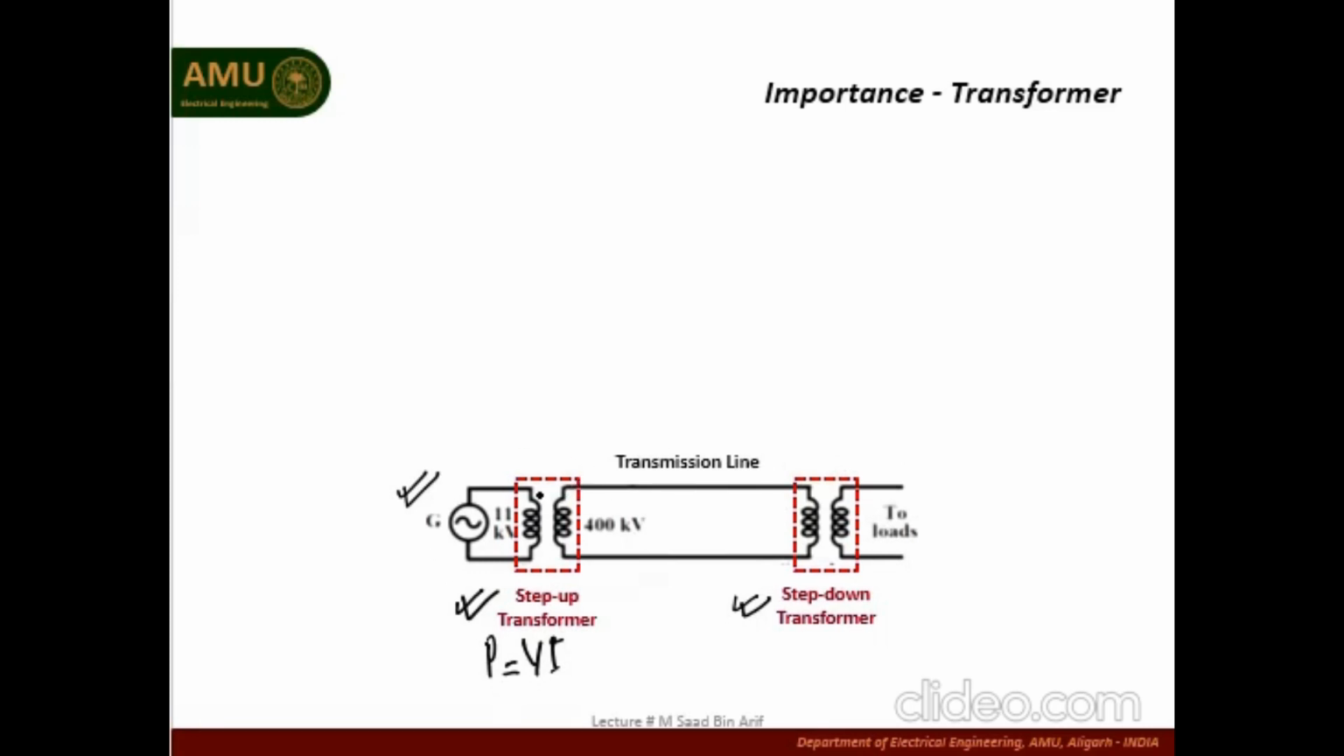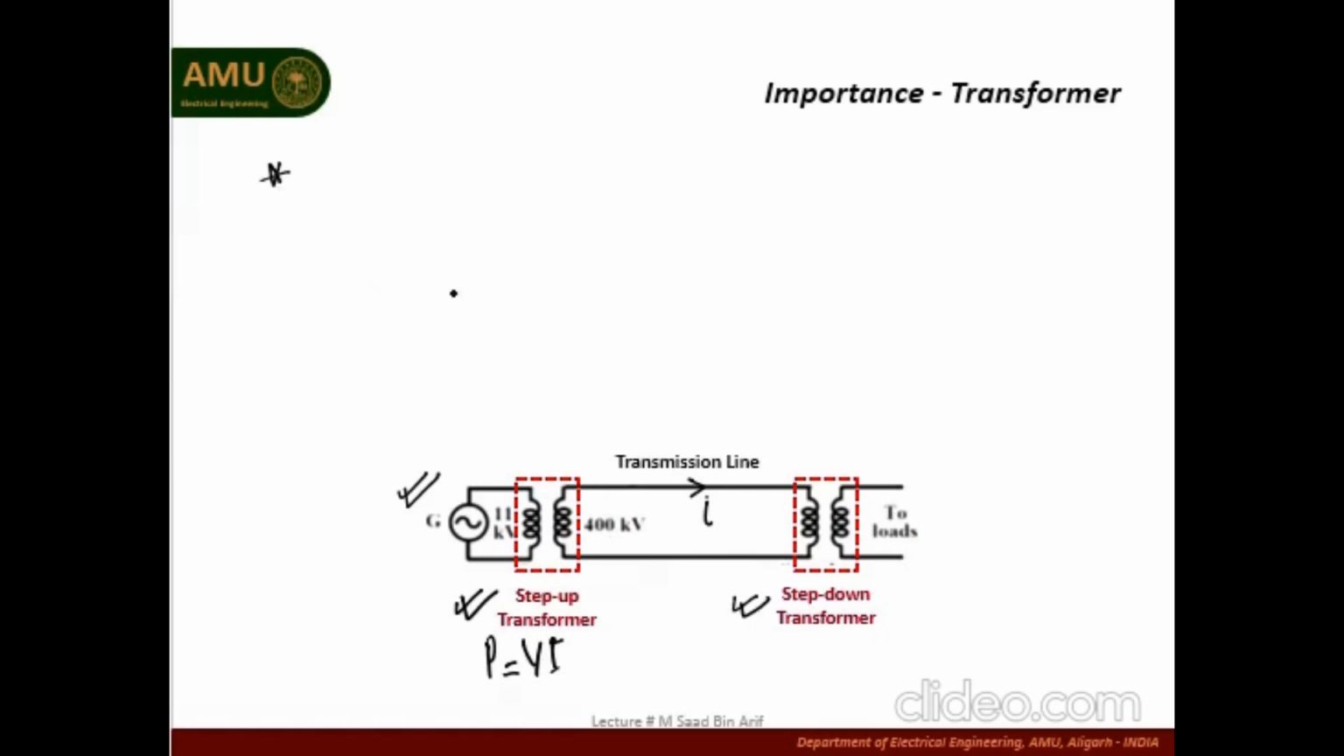Because of the transformer, we can easily change the voltage level. We are able to reduce the transmission line current. Because of that reduction in current, the power losses reduce. And also the transformer provides isolation between a high voltage circuit and a low voltage circuit. So in this way, if there is an accident at one side of the transformer, then protection at the other end can be provided.